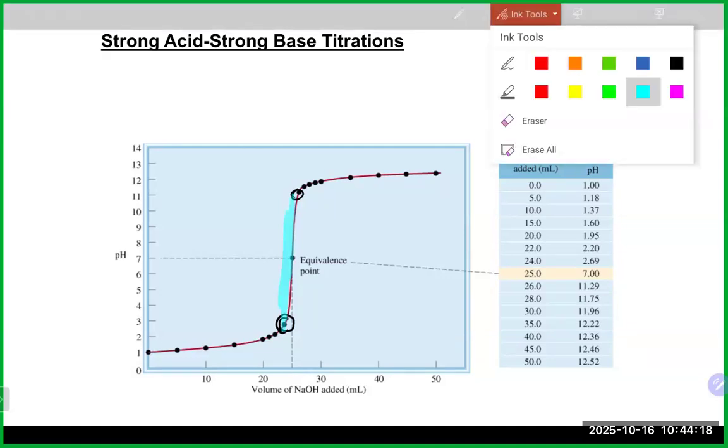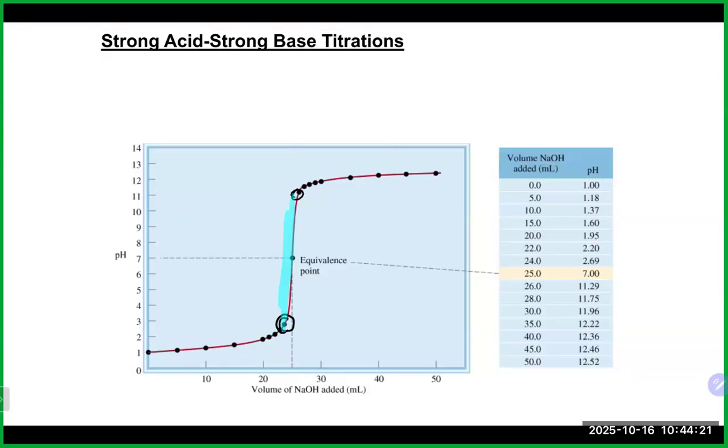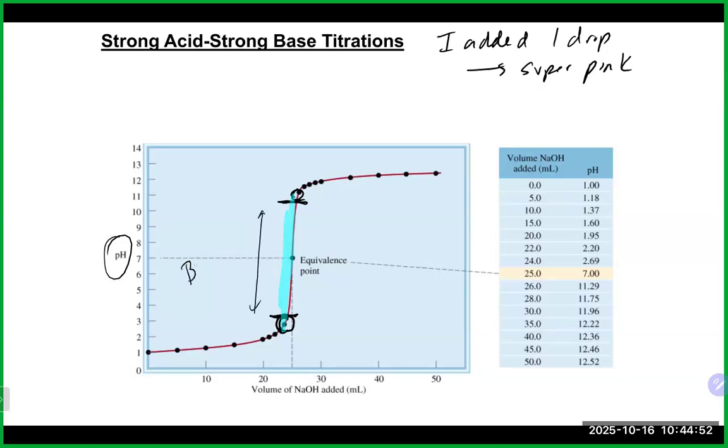And this is the reason, for example, that people say, as I said earlier, I added 1 drop, it went super pink, right? My indicator, right? So if we think about what's happening here as you approach the equivalence point, we do see this very vertical rise. Now, what that means is my pH is changing a lot. It is, right? pH is here on the left, on the Y. So we are getting a very big change in pH.